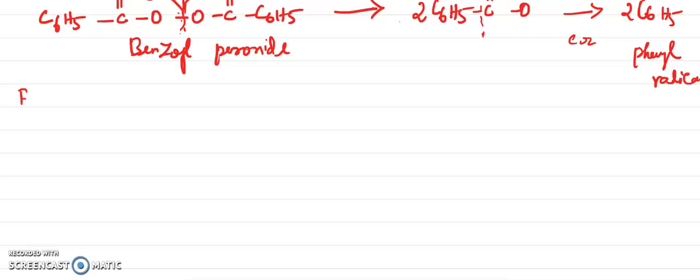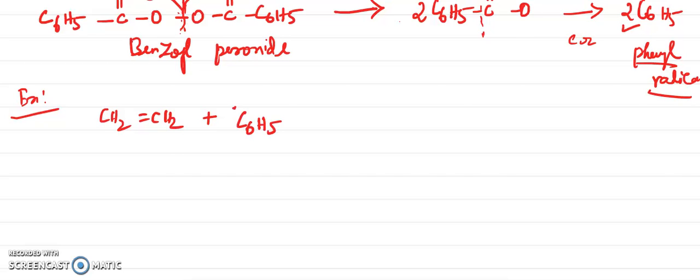For example, we have taken ethene. See this mechanism: CH2 double bond CH2, and we have a free radical, the end product being the phenyl radical here. It reacts with the phenyl radical, so what will we get? C6H5 reacts with it and we will get the product C6H5 CH2 CH2, and there will be a free radical here.